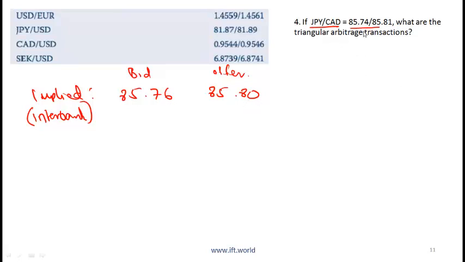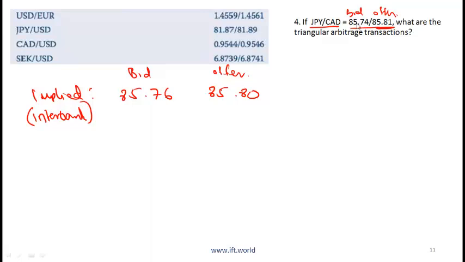Now, if a dealer offers you this rate, 85.74, which is the bid, and 85.81, which is the offer, can you make an arbitrage profit here? That is the first question. Notice that what you can do from the dealer is buy Canadian dollars for 85.81 yen. So that's how much you will buy for. Now, can you make an arbitrage profit here by going to the interbank market? The answer is that you cannot, because you are buying for 85.81. So if you buy for 85.81, how much are you selling for over here? You are selling for 85.76 in the interbank market. So that clearly is not an arbitrage profit.